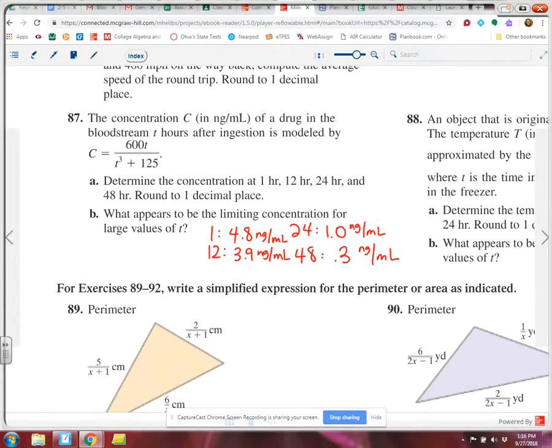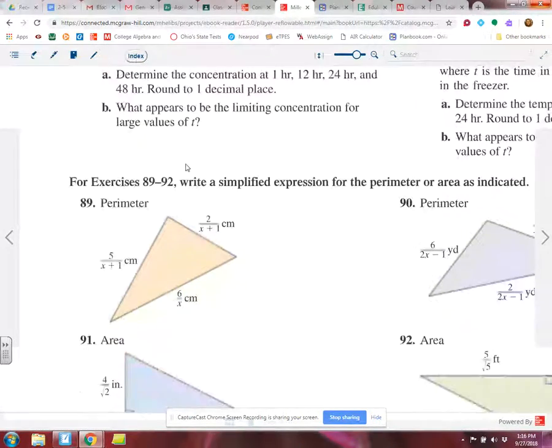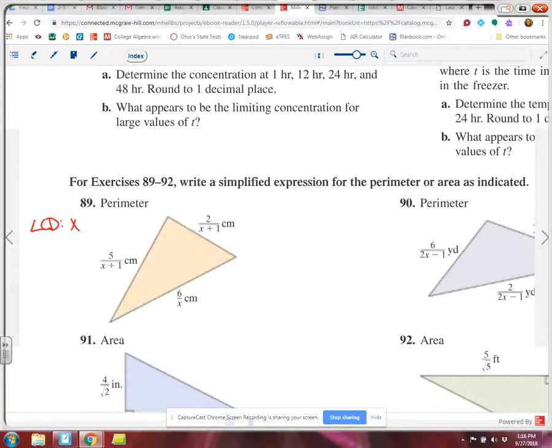Okay, let's move on to number 89. So we're looking at this yellowish colored triangle here. Okay, how am I going to find the perimeter, folks? I add them. And if I add them, am I going to have all the common denominators that I want? No. What is the LCD going to be? Okay, so this needs to be multiplied by x, this needs to be multiplied by x, and this needs multiplied by x plus 1.